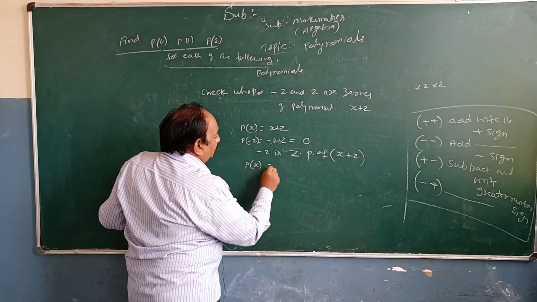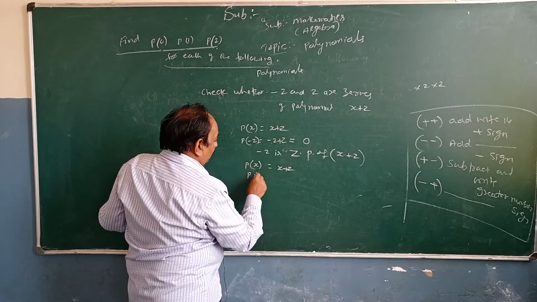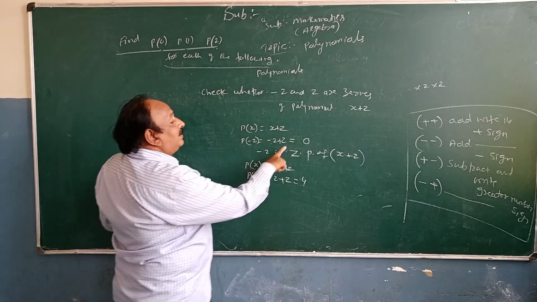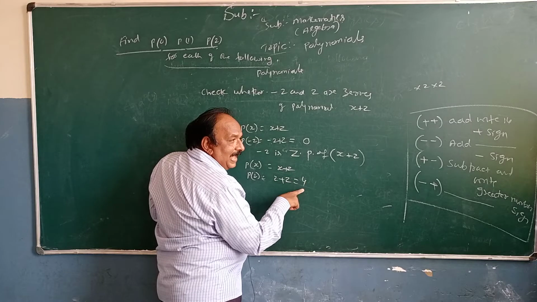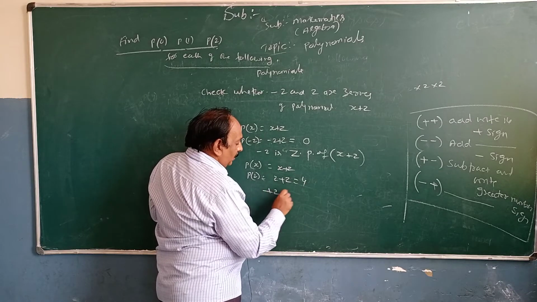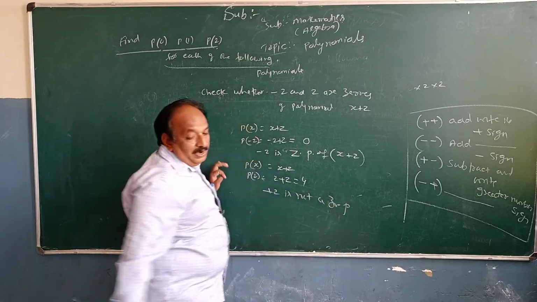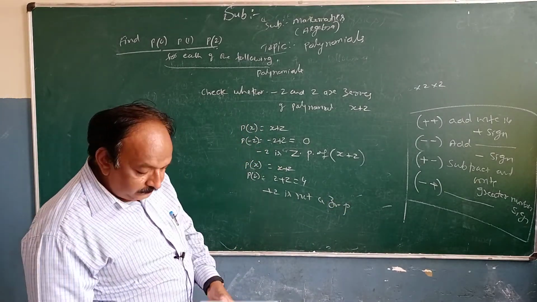Next, P of x is equal to x plus 2. Which one is 2? Polynomial of 2: 2 plus 2, but you get 4. If we get the answer 0, it is a zero of the polynomial. If we do not get the answer 0, therefore 2 is not a zero of the polynomial.